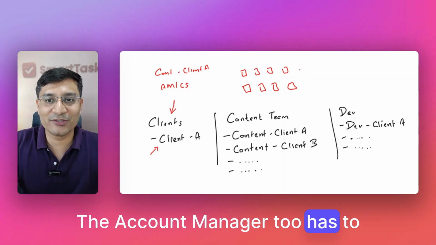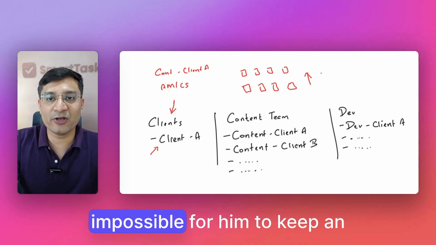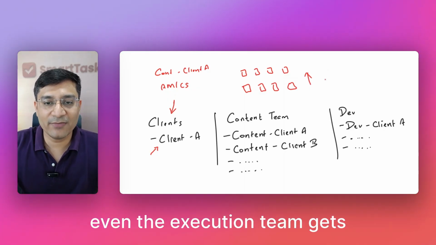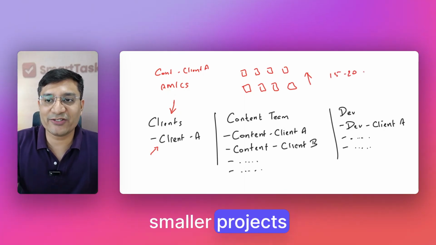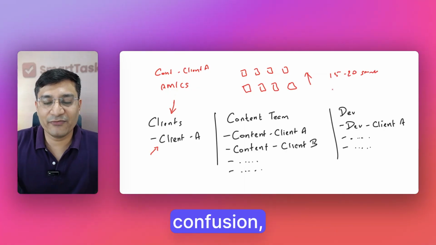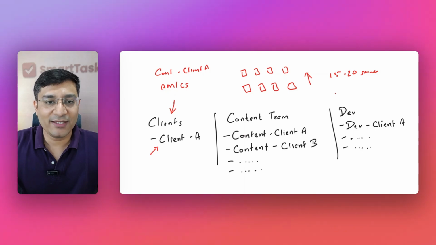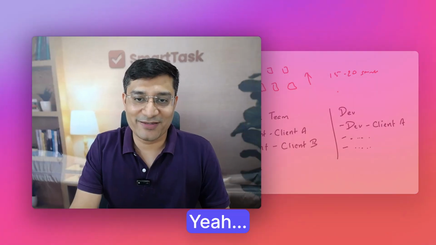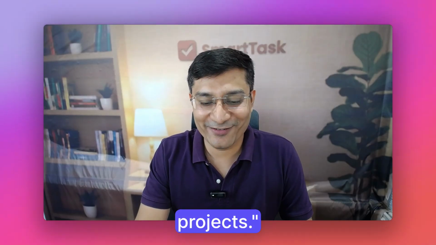The account manager too has to look after multiple projects for each client, and as the clients increase, it becomes virtually impossible for him to keep an eye on what is happening where. Even the execution team gets stretched thin. Writers have to monitor 15, 20 smaller projects every day. Delays, confusion, miscommunication, context switching becomes a daily occurrence. And then you hear the classic line, the project management tool is slowing us down. Yeah, the tool will be sitting in the quiet corner thinking, I literally didn't do anything. It's you who created 87 projects.